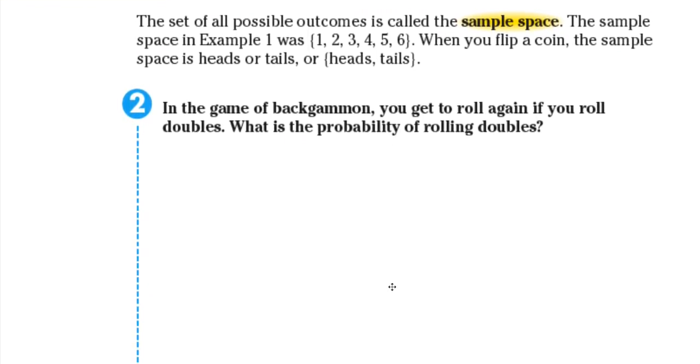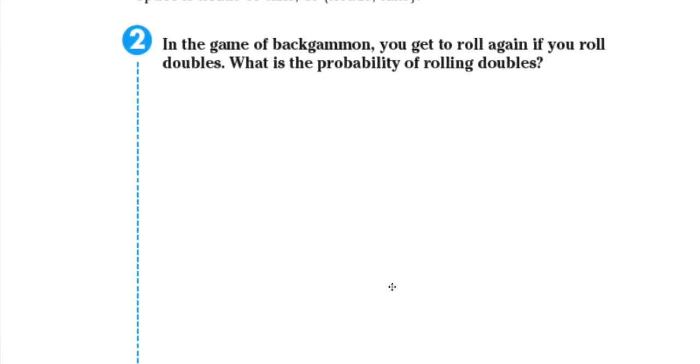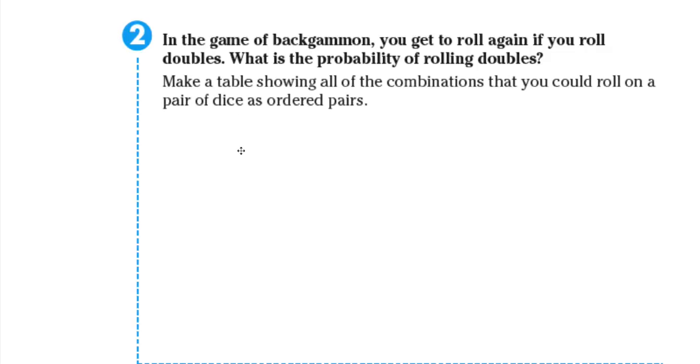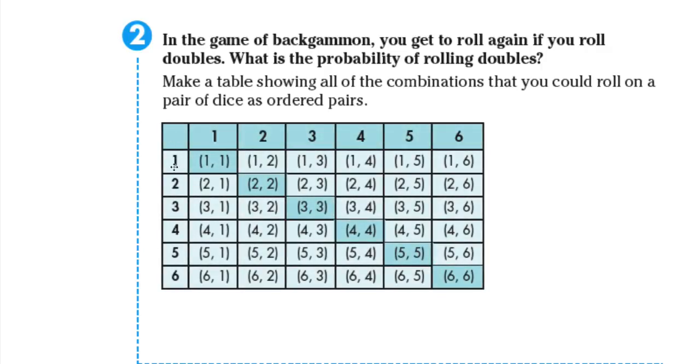In the game of backgammon, you get to roll again if you roll doubles. What is the probability of rolling doubles? Like what we did in the last lesson, we create a table showing all the combinations that you could roll on a pair of dice as ordered pairs. This is how you create a table. This is one die on the vertical column and one die on the horizontal column, and these are all the possible outcomes when you roll those two dice: 1 1, 1 2, 1 3, and so on, all the way to 6 6.